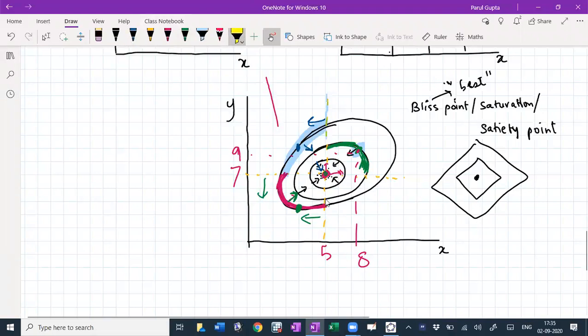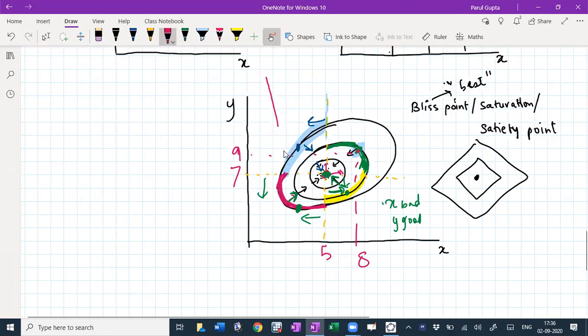Similarly, at the opposite segment, it's the opposite case where compared to my bliss point, I have too much X, but I don't have enough Y. So X is a bad in this segment, Y is a good notionally, and I want to move in this direction which increases my Y and reduces my X so that I can reach my best bundle, which gives me maximum happiness. So in some sense, this shape of the indifference curve captures all of the sub cases.